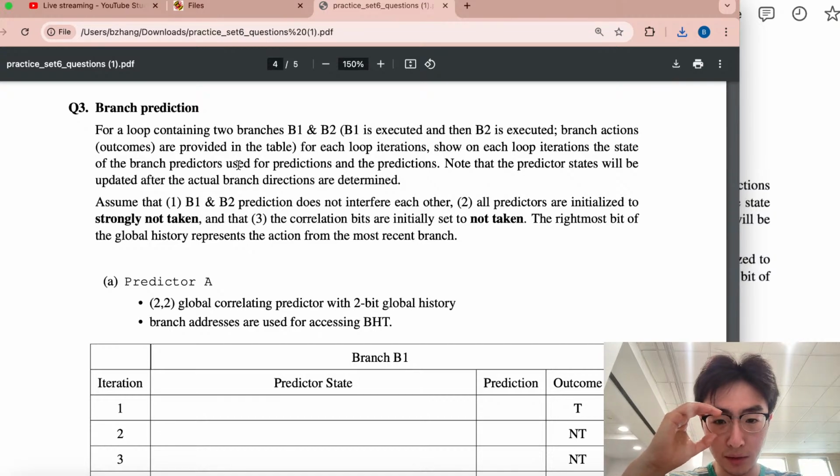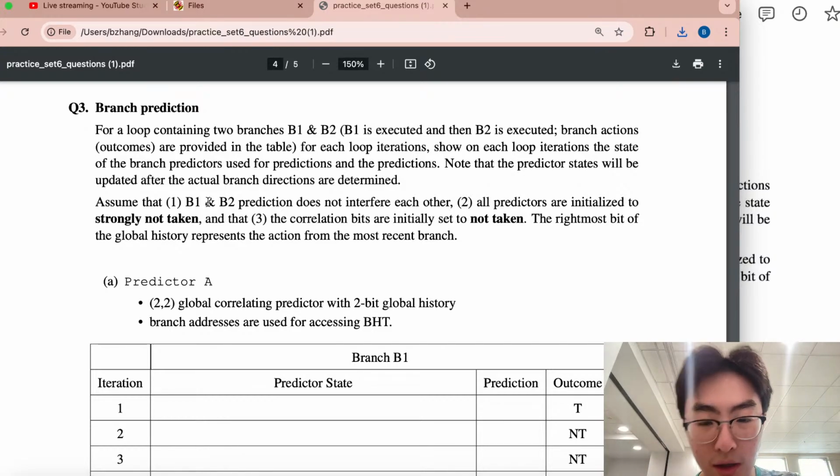Okay, it's a bit confusing. Note that the predictor states will be updated after the actual branch directions are determined. Assume that B1 and B2 predictions do not interfere with each other, alright? So one does not affect the other. Actually, I don't know if mutually exclusive is the right word, but one doesn't affect the other, okay?